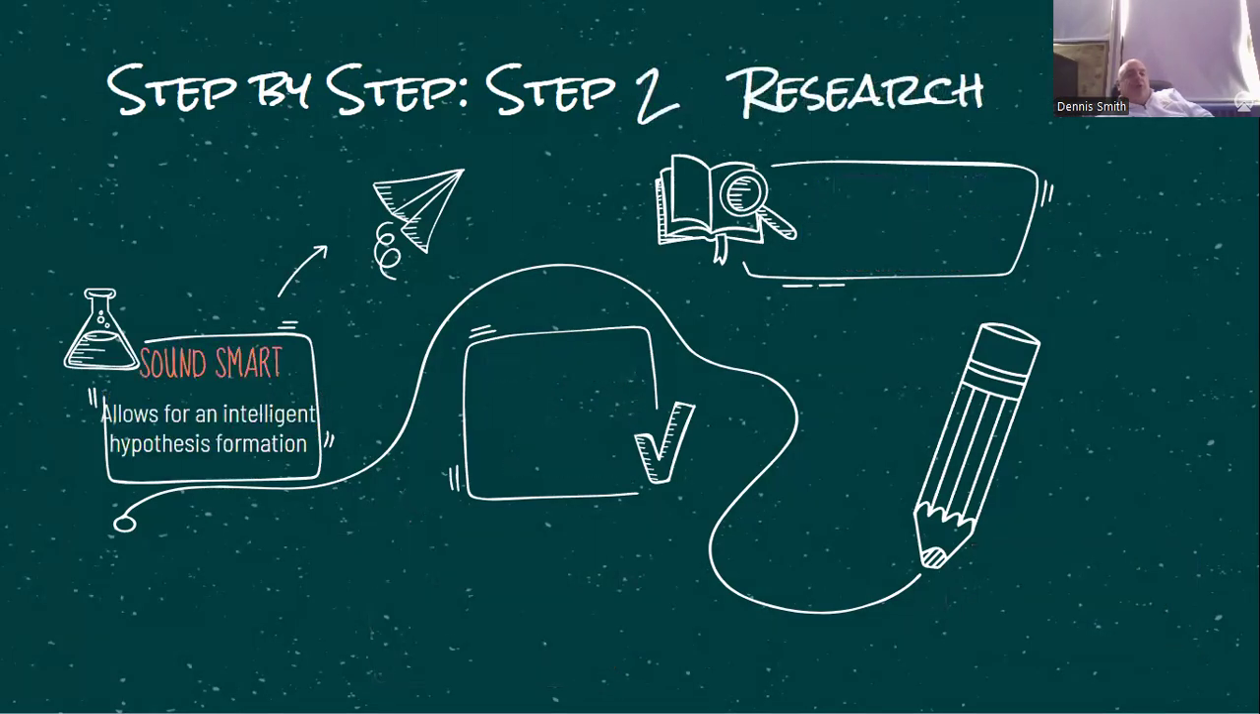All right, so step 2, do your research. Sound smart. Allow yourself an intelligent hypothesis formation by actually going through and looking into the different pieces of what you are looking to answer the question for. Always use a variety of sources. For me growing up, not having the internet, our internet was going to the encyclopedias, to be honest. That's all it was. You guys have multiple sources that you're able to use.